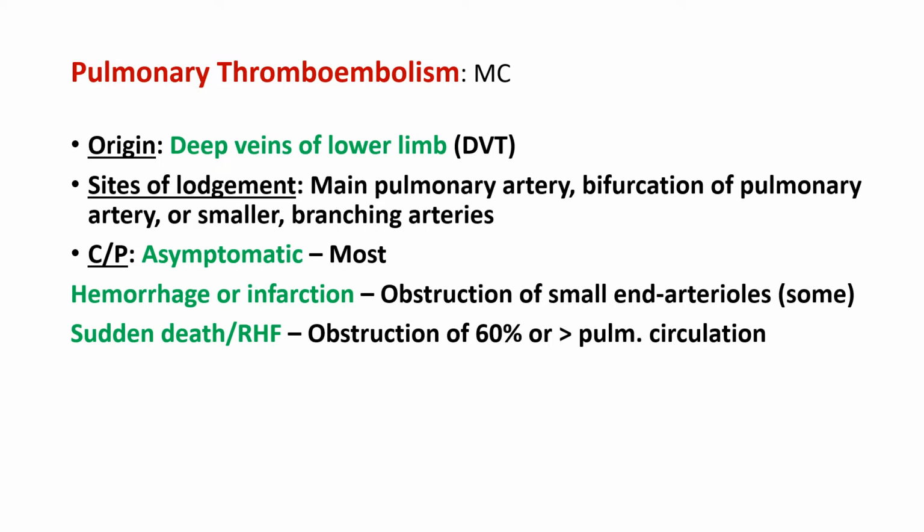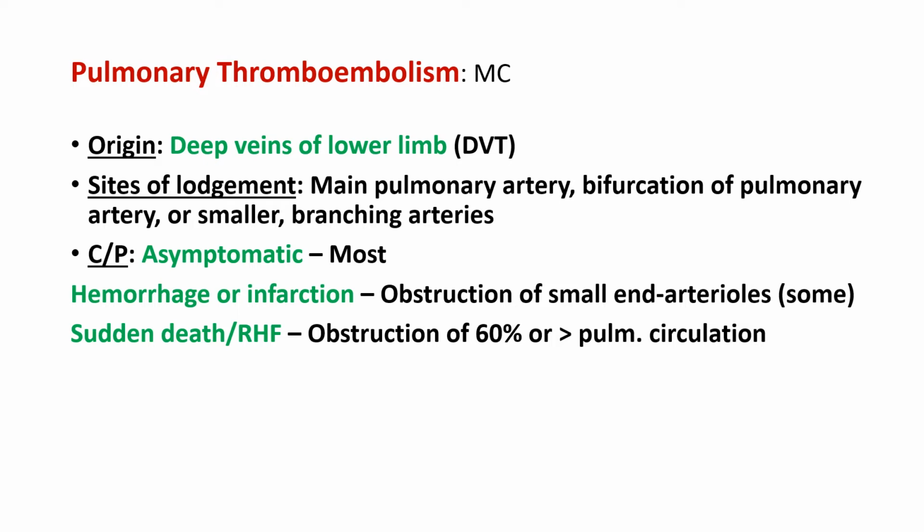And then pulmonary thromboembolism, which is the most common type of thromboembolism. Pulmonary thromboembolism usually takes its origin from the deep veins of the lower limb, where you call it deep vein thrombosis. Those emboli arising from deep veins of the lower limb are nothing but thrombi which got detached from their underlying attachment. Once they enter the circulation, they may get lodged at different sites like the main pulmonary artery, bifurcation of the pulmonary artery, or even smaller branching arteries.